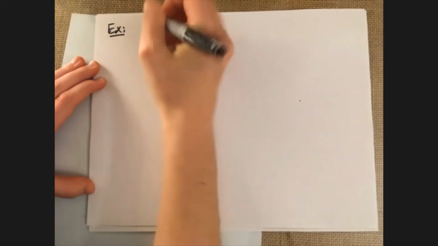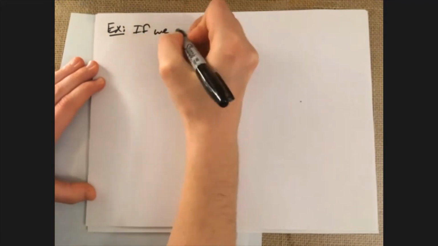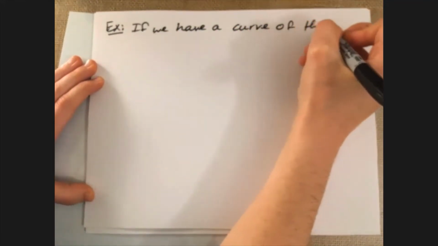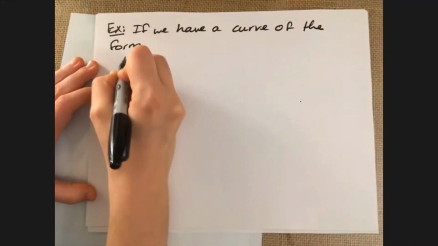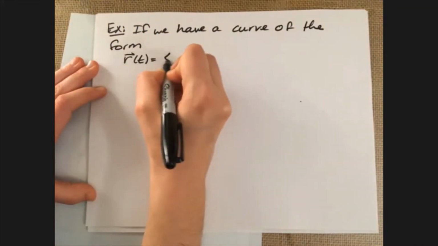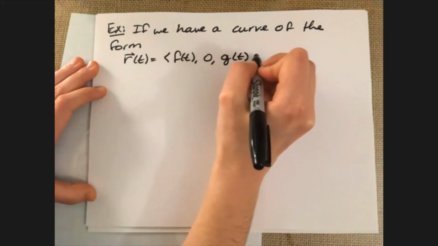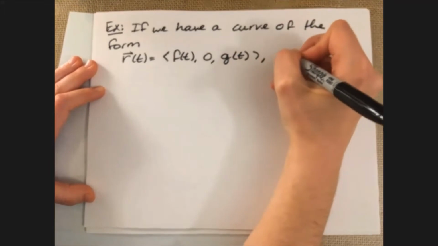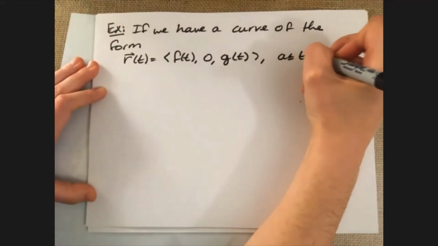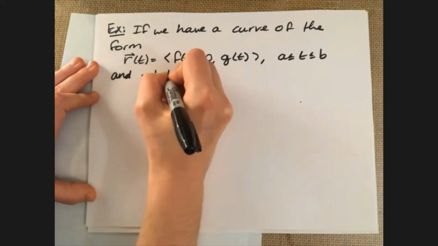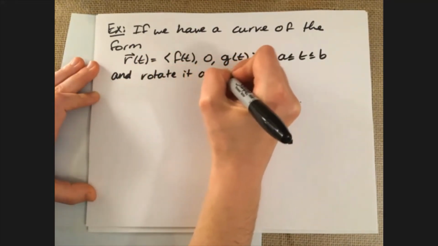Let's work another example that looks like that. In this case, we're going to have a slightly more complicated version of it. So if we have a curve of the form r of t equal to f of t, 0, g of t, with a less than or equal to t less than or equal to b, and rotate it around the z-axis.